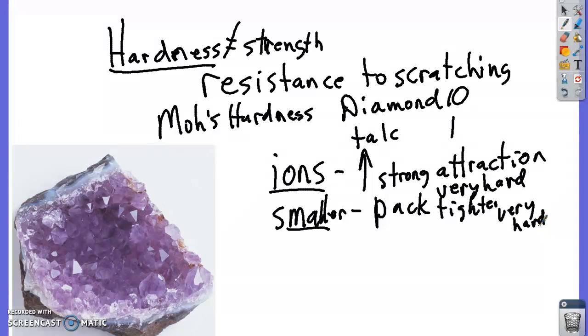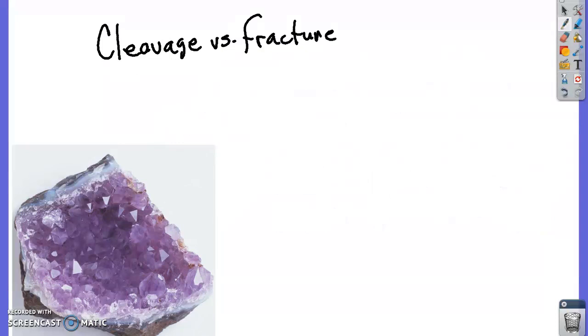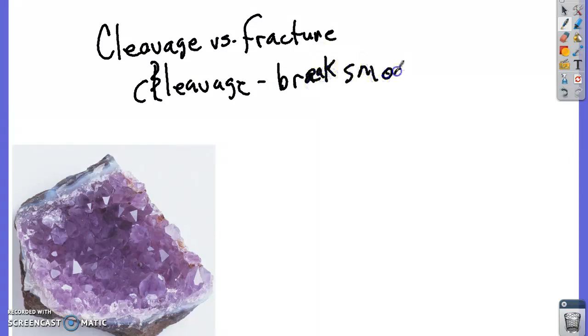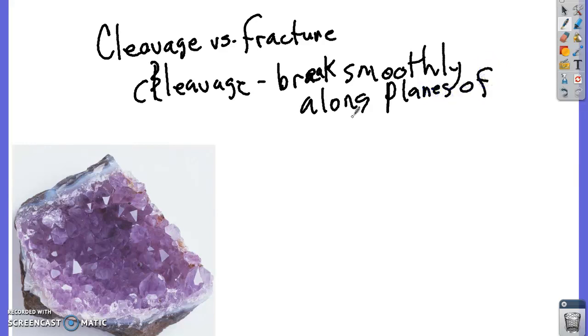The next characteristic we want to consider is, does a mineral have cleavage or does it have fracture? Cleavage is not the same thing as cleavage with people. Instead, in this case, cleavage means that minerals break smoothly along planes of weakness.